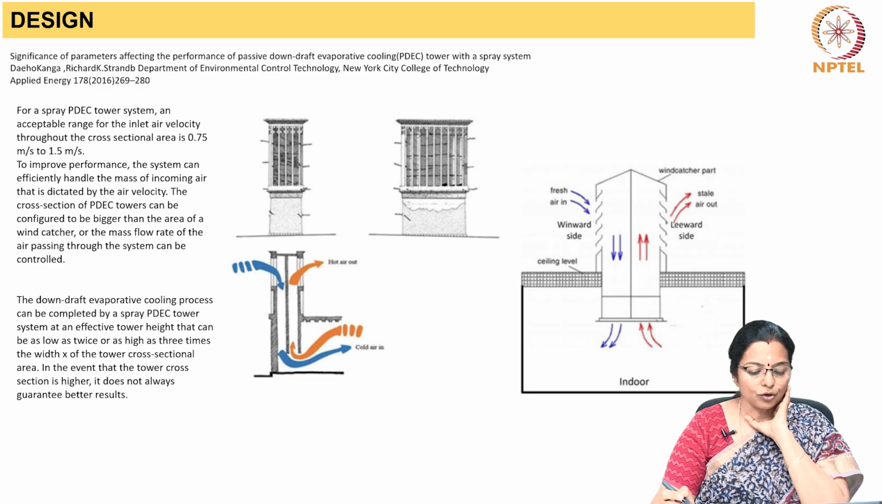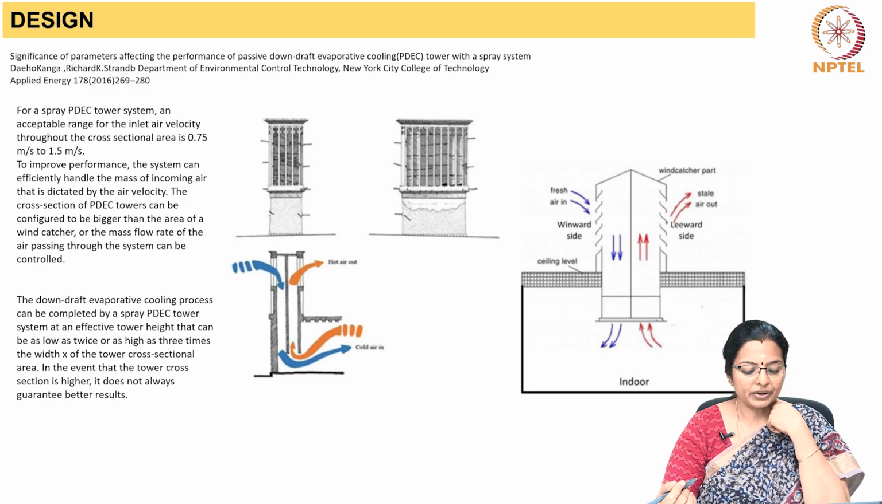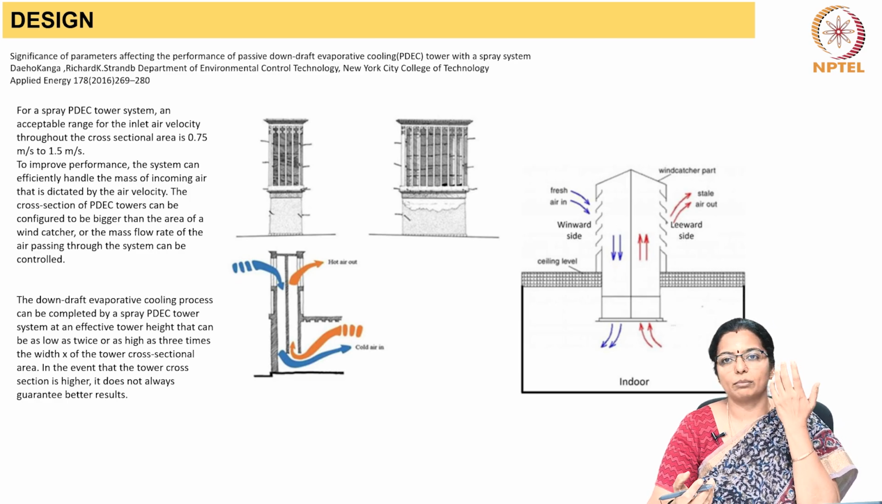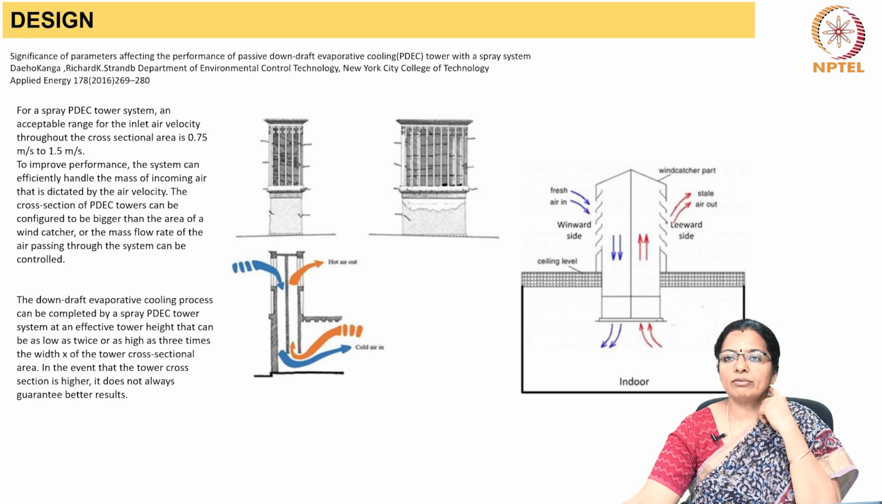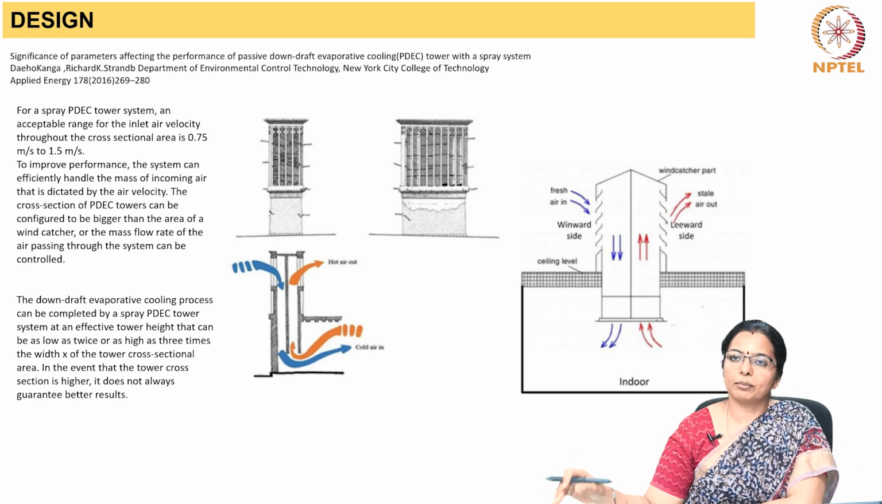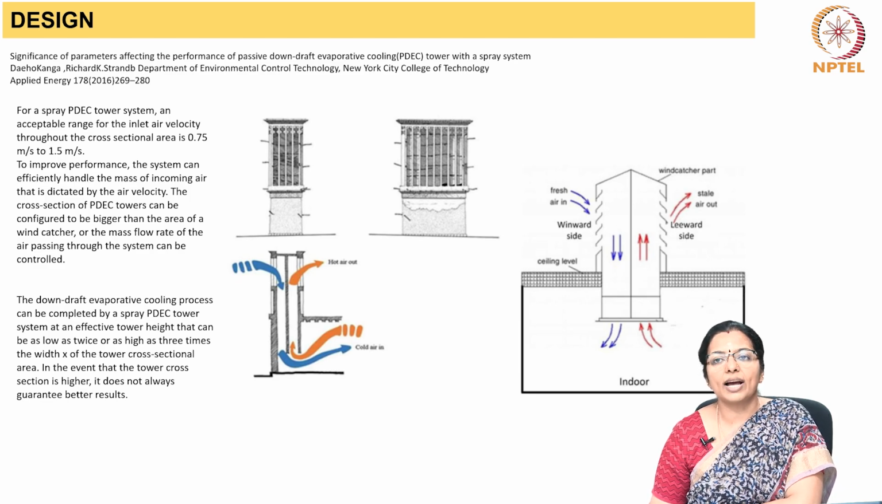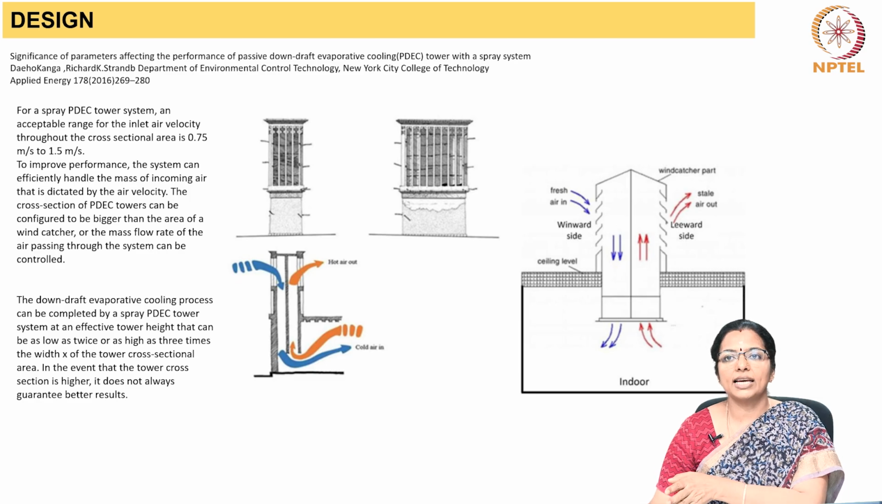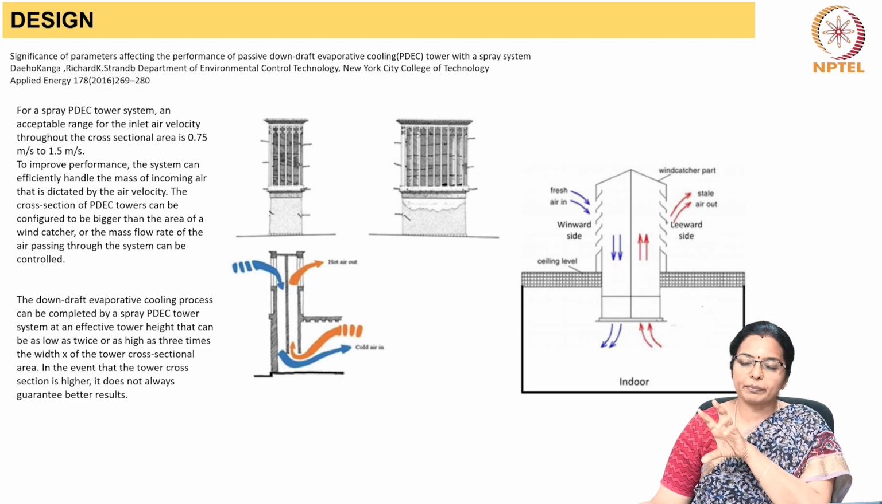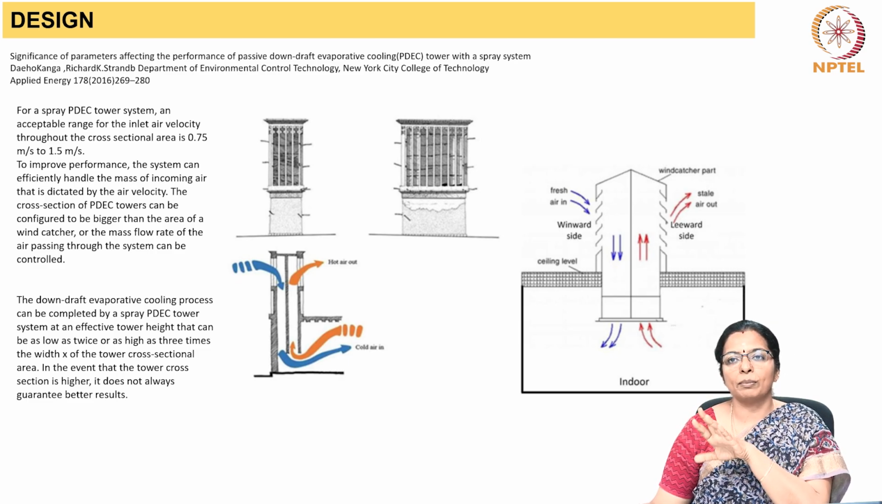So the cross section of PDEC towers can be configured to be bigger than the area of a wind catcher, or the mass flow rate of the air passing through the system can be controlled. The downdraft evaporative cooling process can be completed by a spray PDEC tower system at an effective tower height that can be as low as twice or as high as 3 times the width of the tower cross-sectional area. So, the proportion or aspect ratio of the tower is also important.